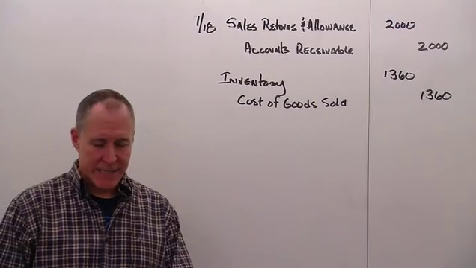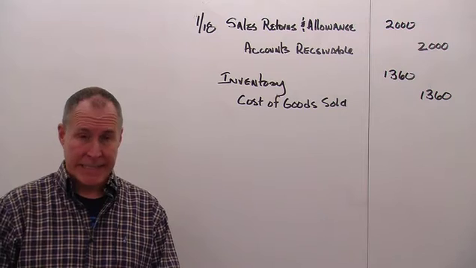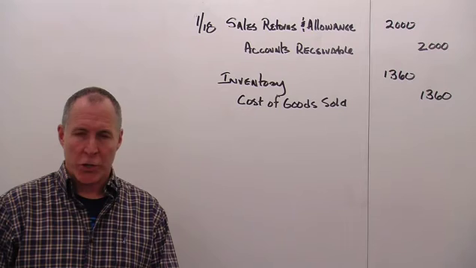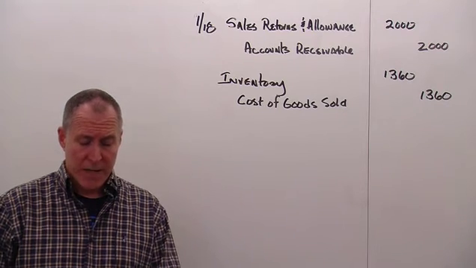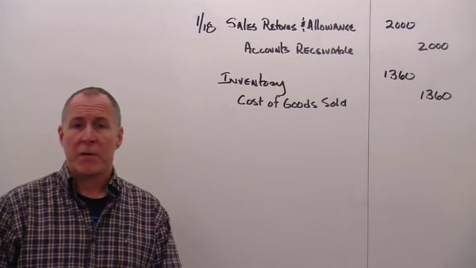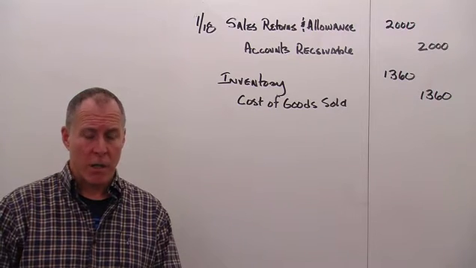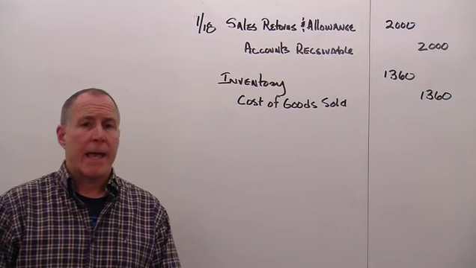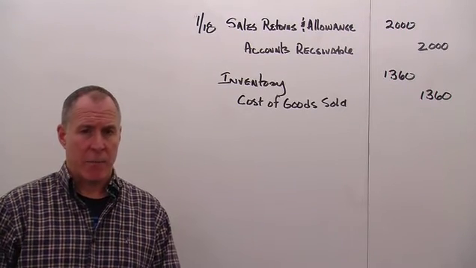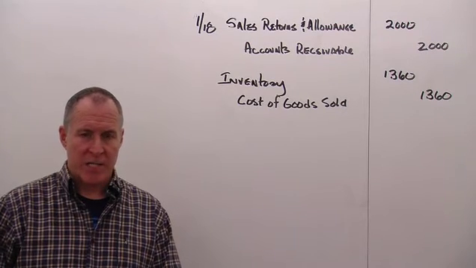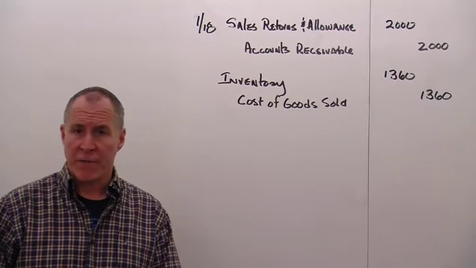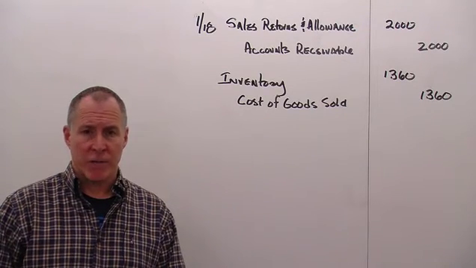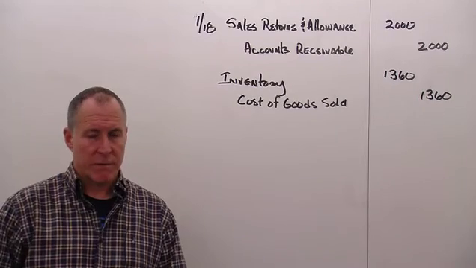Okay, we are back, and let's take a look at the transaction on the 18th. The customer that purchased the goods on January 15th returned $2,000 of the goods that cost us $1,360. Now, if you recall, looking up at the 15th of January, we sold them $8,000. That was the sales price. And those goods had cost us $5,439. So they're returning 2,000 of those. And those goods cost us $1,360.